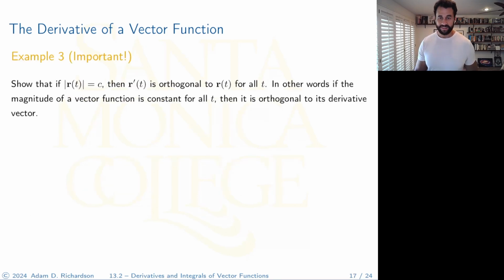Right. Oh yes, okay, so now we have this important example. We're going to see this example more later on, so it's good to make sense of it. What we're going to do is show that if the length of a vector function is a constant, meaning that the length does not change, then the derivative r prime has to be orthogonal to the original function for all t. So if the magnitude of a vector function is constant for all t, then the derivative is orthogonal to the original function, or vice versa, right?